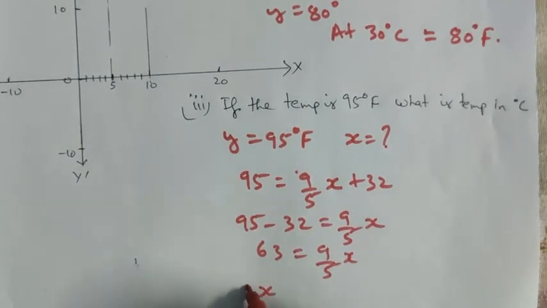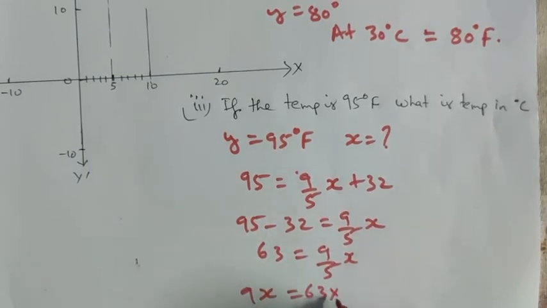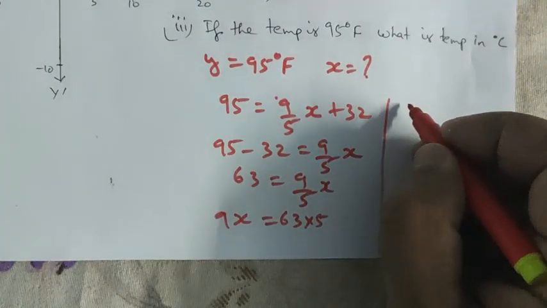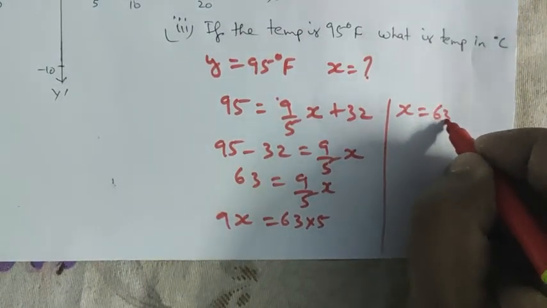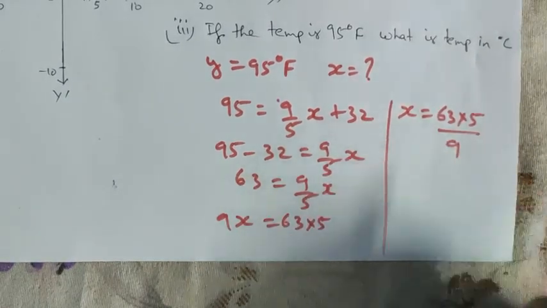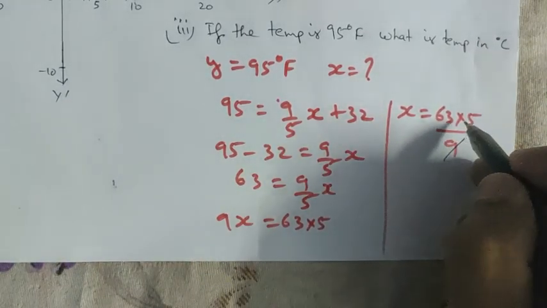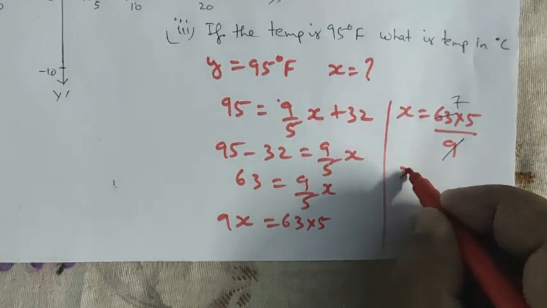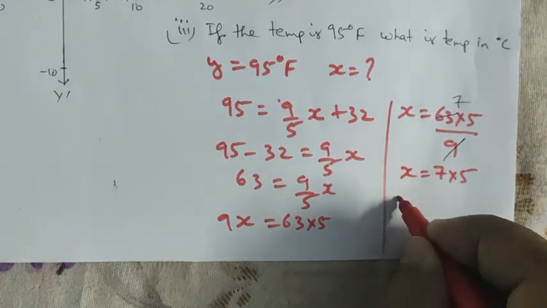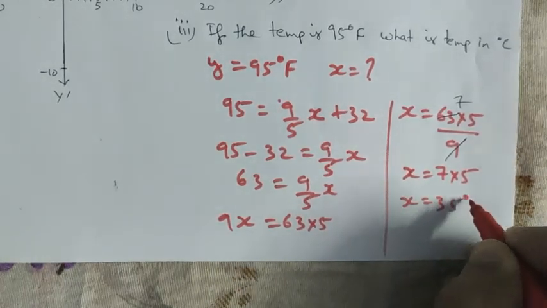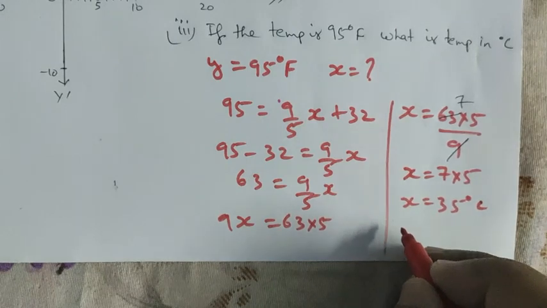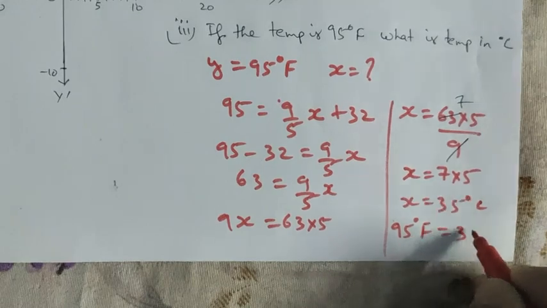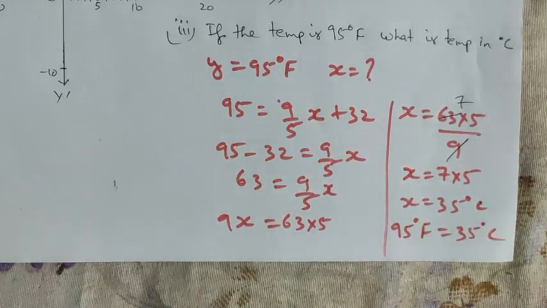So 9x will be 63 into 5. Okay, so 9x equals 63 into 5. So x equals 63 into 5 upon 9. So we can simplify this. 9 7s are 63. So it will be x equals 7 into 5. x equals 35 degrees Celsius. So that is, 95 degrees Fahrenheit will be equal to 35 degrees Celsius.